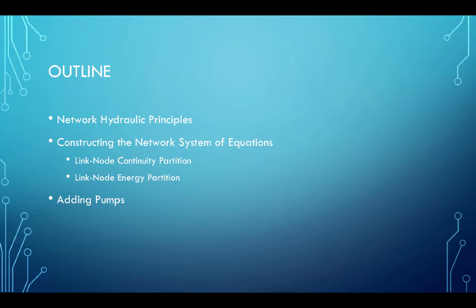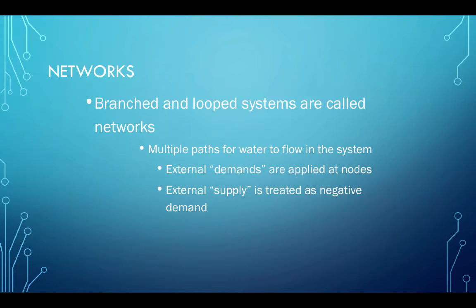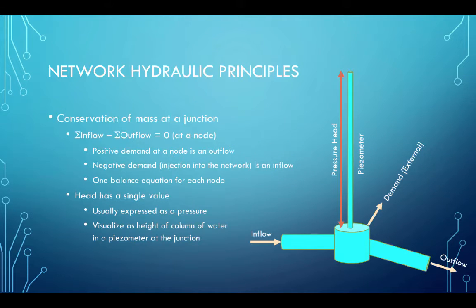So the hydraulic principles, we'll quickly review them. We'll quickly review constructing the network and then go add the pumps. Recall that branch and loop systems are called networks. There's multiple paths for water to flow. The external demands are applied at nodes. External supply, if necessary, is treated as a negative demand.